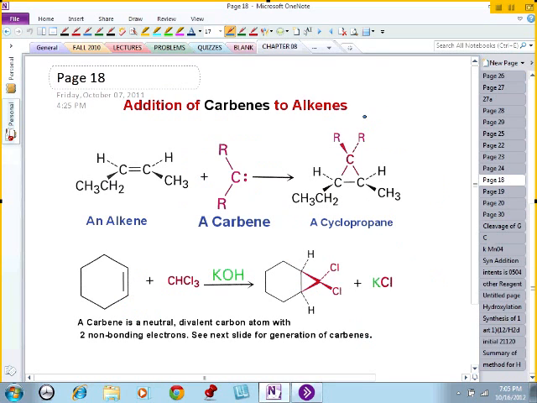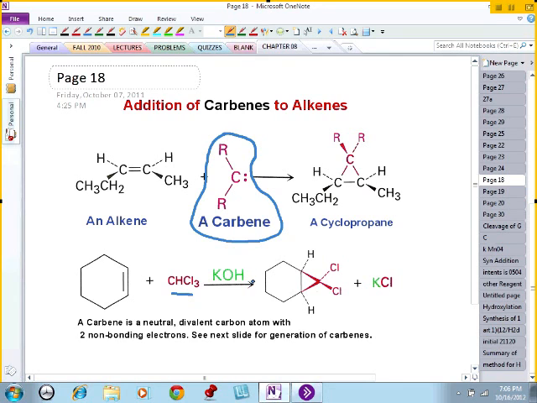Now, one of the last two reactions I want to show you is addition of carbon. Just so happens we could also add a carbon atom to the carbon-carbon double bond by using what we call a carbene. A carbene is a very reactive intermediate that can be formed by simply adding chloroform, this is chloroform right here, and potassium hydroxide or sodium hydroxide.